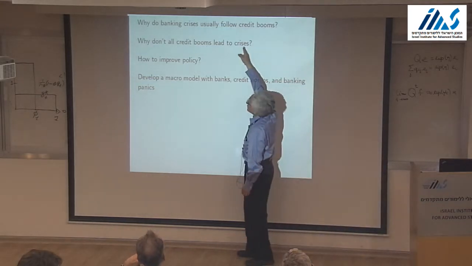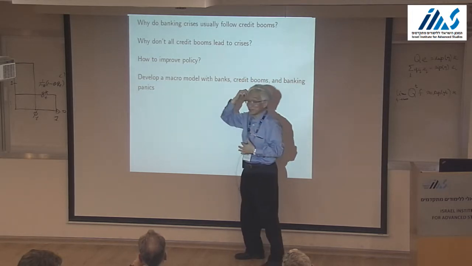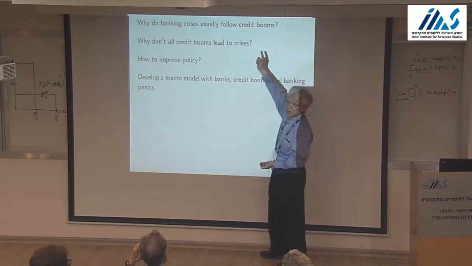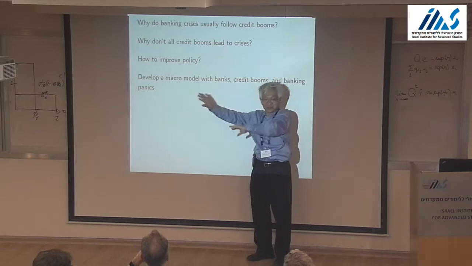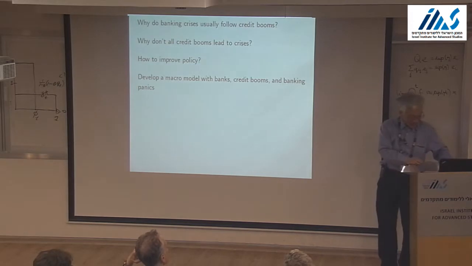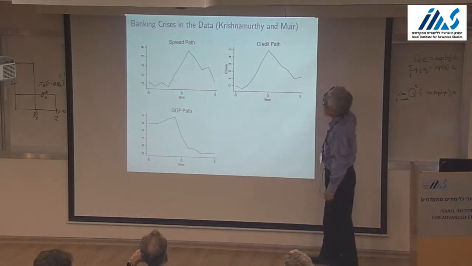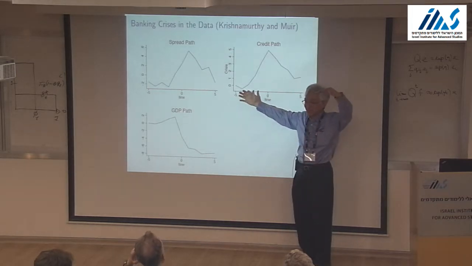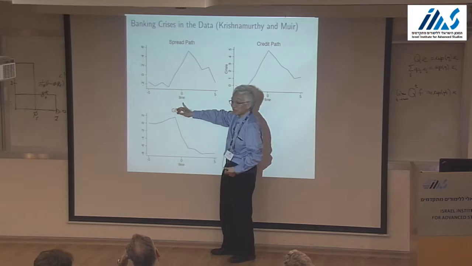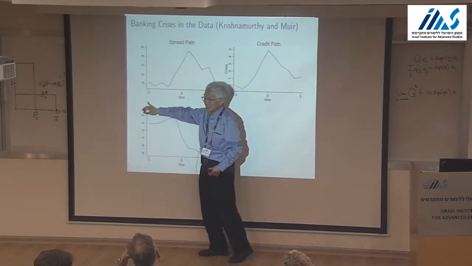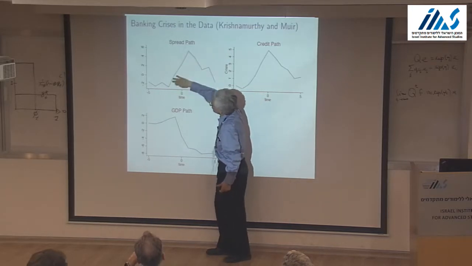The question we want to ask is: a banking crisis is usually when liquidity dries out, so how do we think about a big banking crisis, like a financial crisis? Usually people say it follows credit booms, but when you look at the data, not every credit boom leads to a financial crisis. And then how do you do policy?